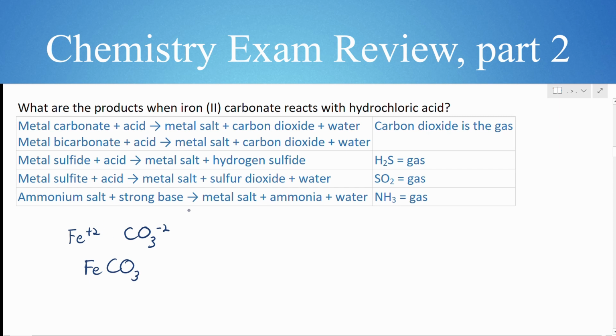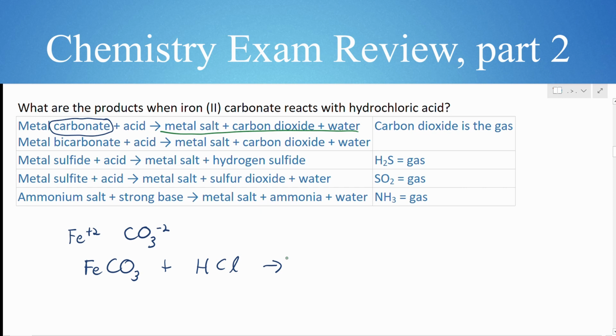The positive 2 and negative 2 will cancel out. Now we're going to add this to hydrochloric acid, HCl. You would agree that iron is a metal, and carbonate, well, we see carbonate right here. And we see here that when a metal is combined with carbonate and added to an acid, we get these products. Okay, a metal salt plus carbon dioxide and water.